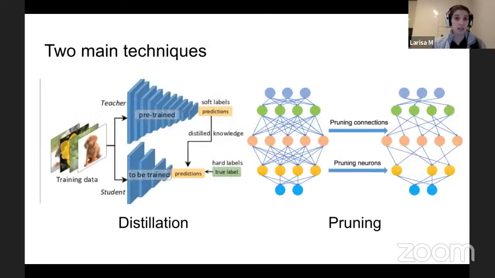So let's get started. Let's consider two main techniques that usually are applied in engineering. You probably are already familiar with them, but I still briefly remind you about them. The first most popular technique is distillation. How does it work? You have two models. You have a big and very high performance model that is called teacher in this setting. And you have a smaller model that is called student. Our goal is to force our student to reproduce the function of the teacher.